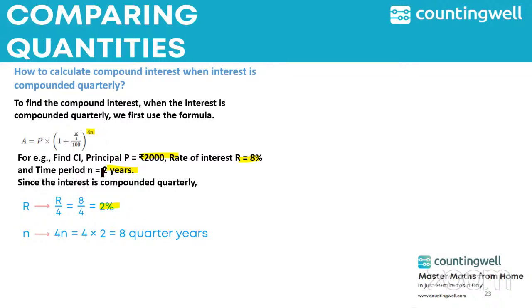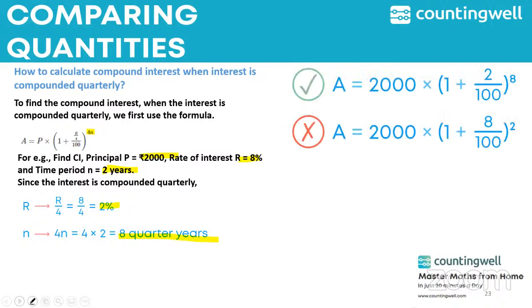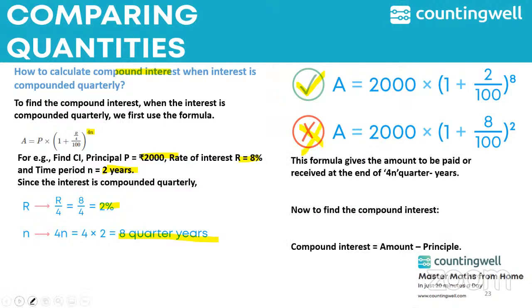So you can also see that in 1 year there are 4 quarters. So for 2 years there will be 8 quarter years. So the first way is the correct way of calculating the amount to find the compound interest, while the second way is the wrong way. And at the last, we have to subtract principal from the amount.